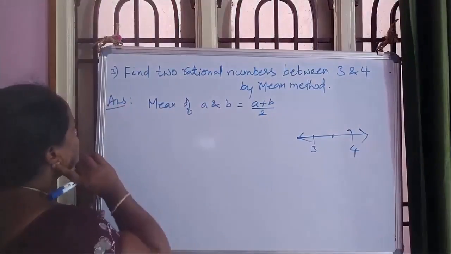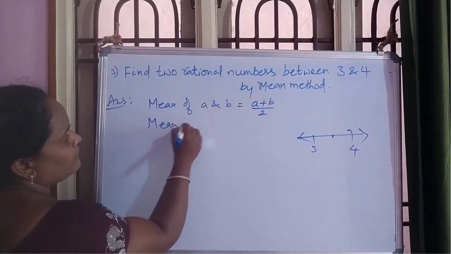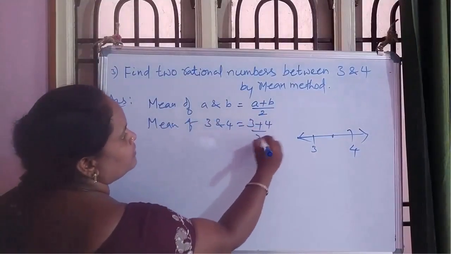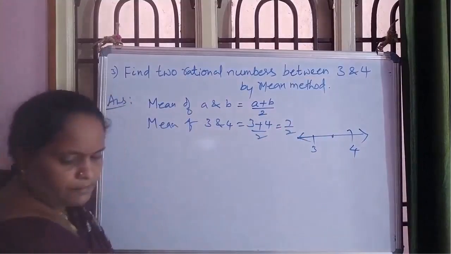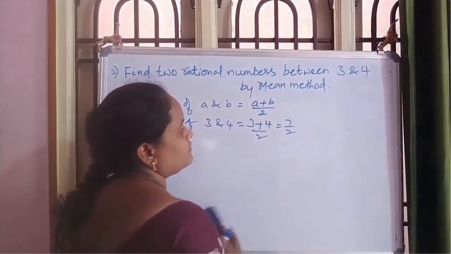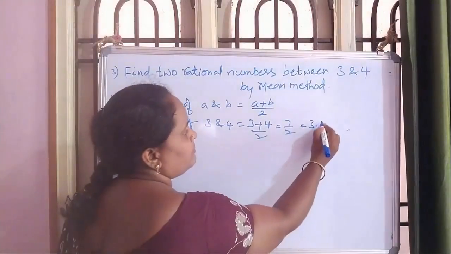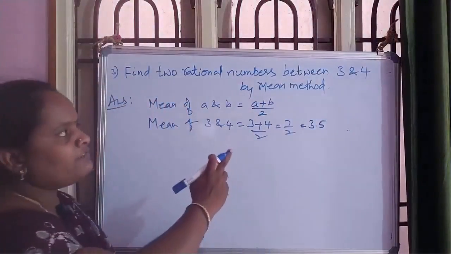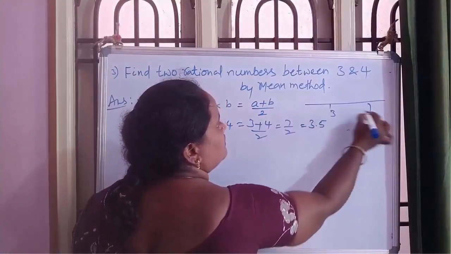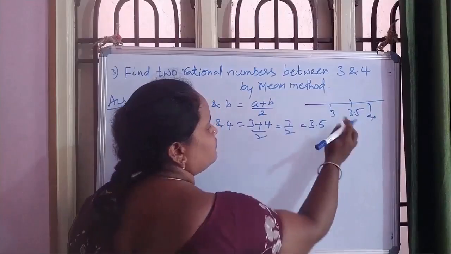In the same way, if I find the mean of 3 and 4, that is 3 plus 4 by 2, that is equal to 7 by 2, that is equal to 3.5. So 3.5 definitely lies between 3 and 4.